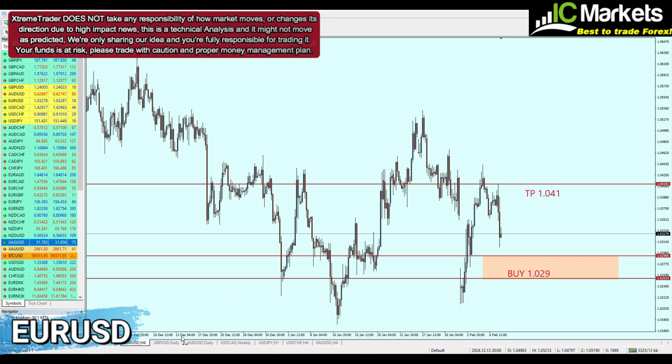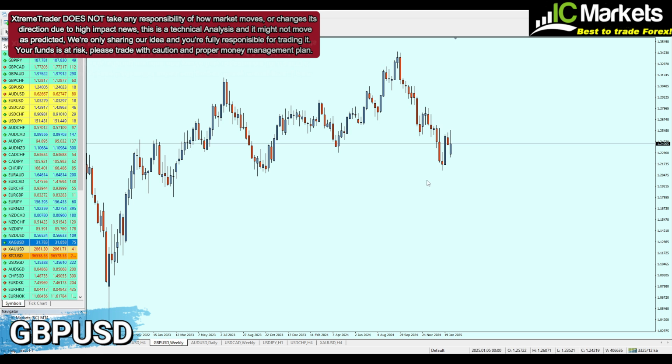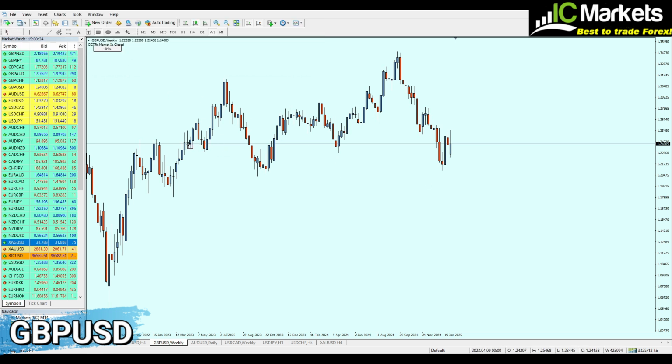Let's now go to the Pound USD. Alright, so Pound USD again. Let's now move to the weekly chart. We can see the similarity right here with the Euro USD. Again, the market is ranging right here at the real level of support, as we can see, with two major fake breakouts from that area.